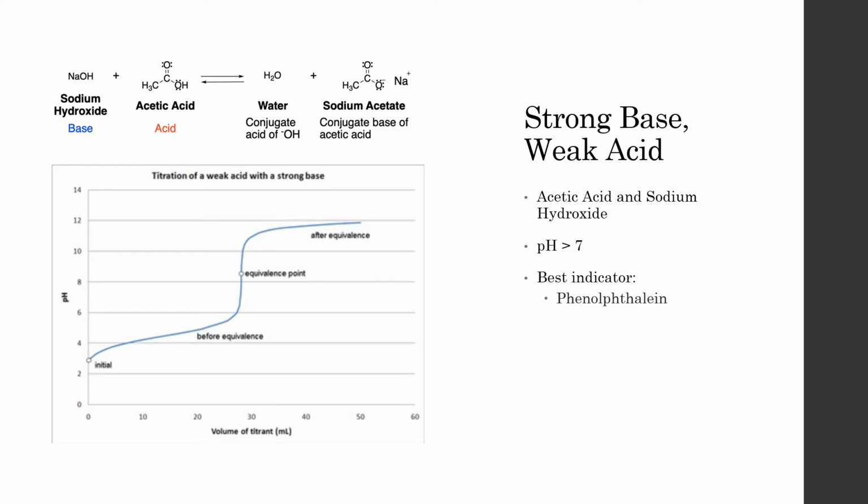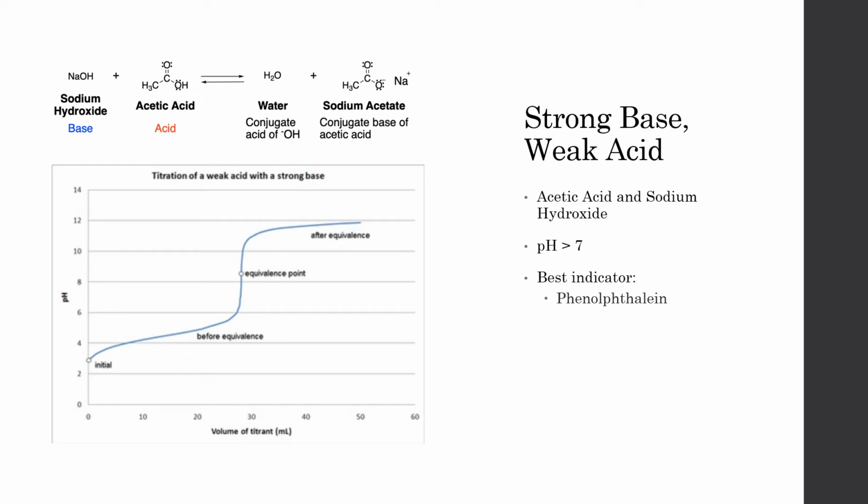The next type of titration curve is a strong base with a weak acid. Every weak acid has a strong conjugate base. An example of this would be acetic acid and sodium hydroxide. Acetic acid is the weak acid, and sodium hydroxide is the strong base.